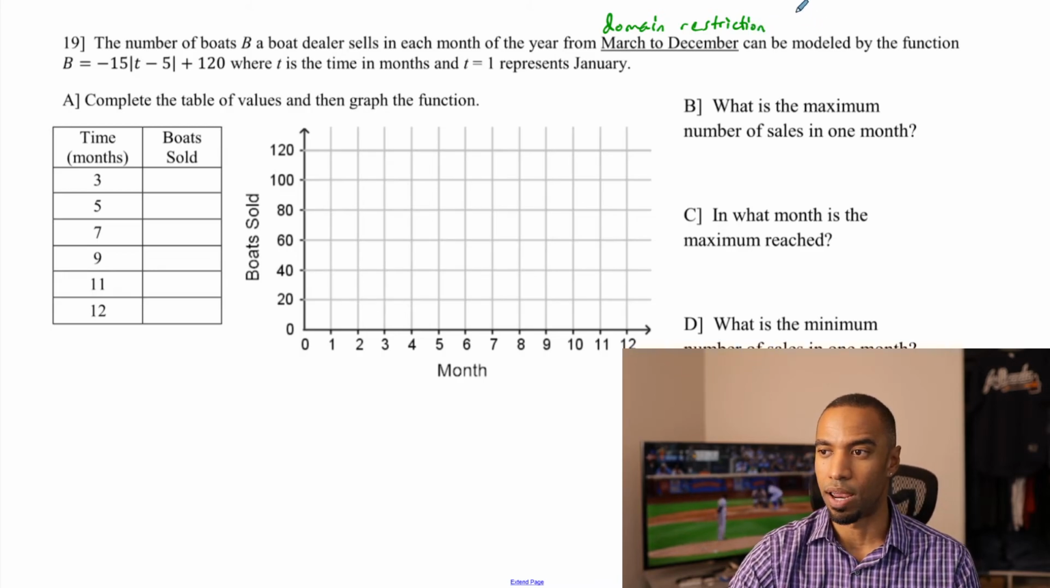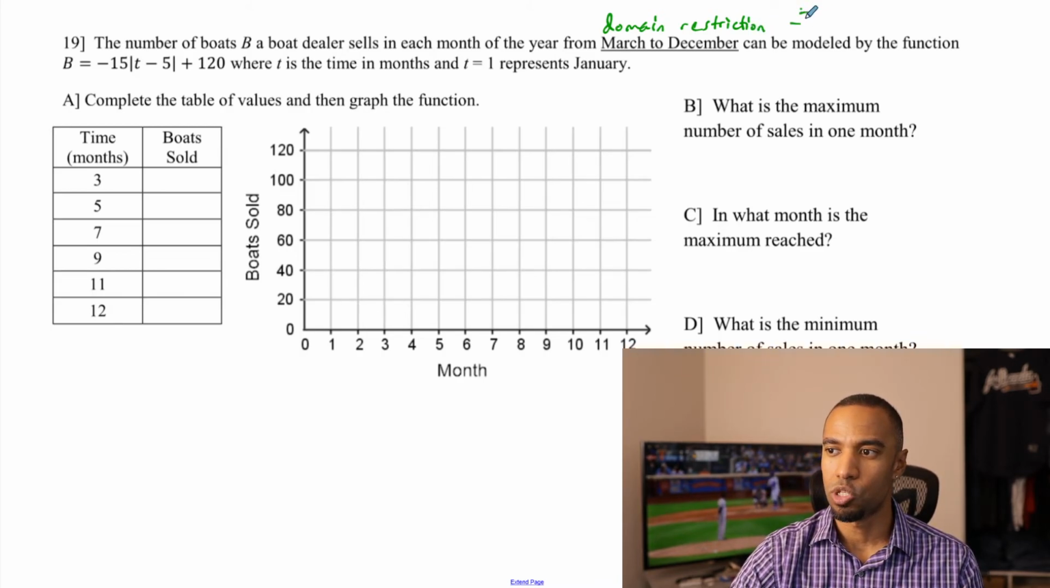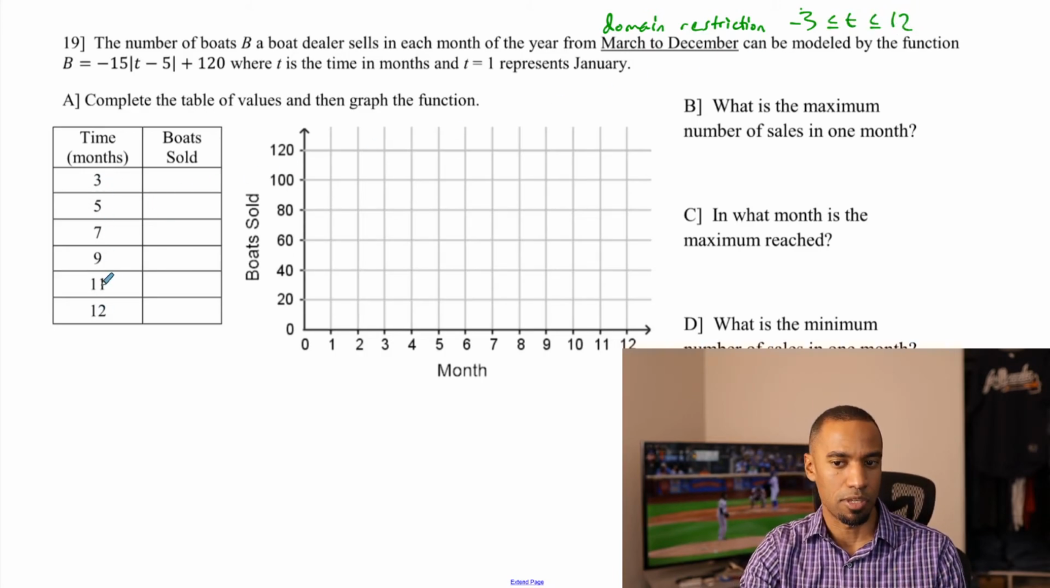This is me seeing this right now for the first time. This is T is between 3 and 12. Now, I'll graph what they want. In fact, they give me some of those points to plot.